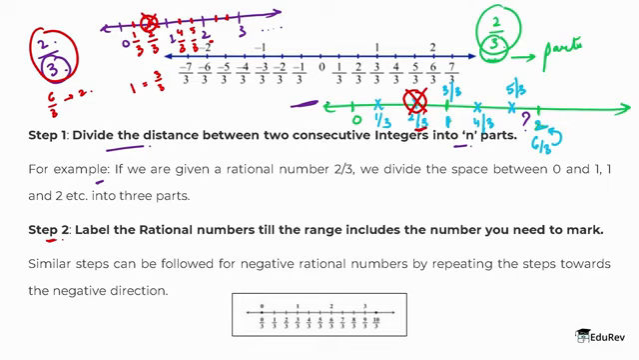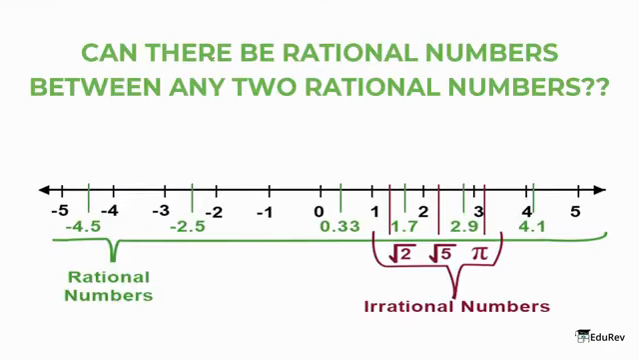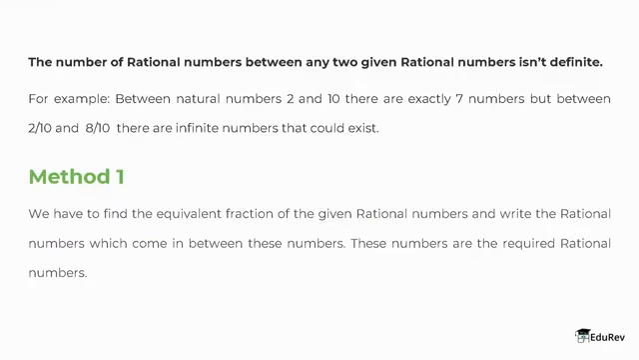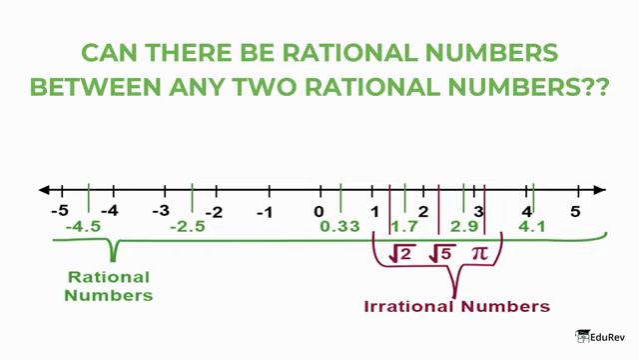Now let me ask you something. Can there be rational numbers between any two rational numbers? So suppose there is one rational number and there is a second rational number. Can there be rational numbers between any two rational numbers? The answer is yes. There can be rational numbers between any two rational numbers. The only thing is that we should be able to formulate methods in order to find out the rational numbers between any two rational numbers.